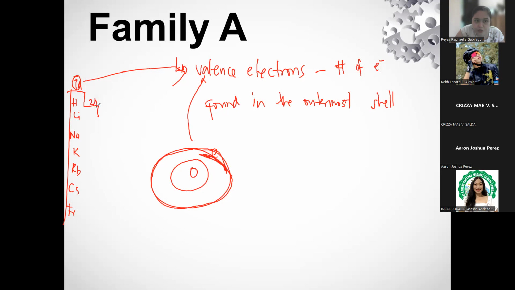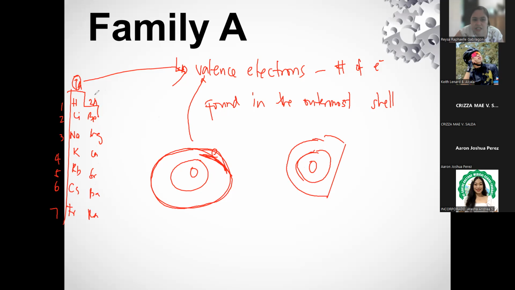That is also true for group 2A: beryllium, magnesium, calcium and the rest. Sila lahat, merong dalawang electrons sa pinakahuling shell nila. So definitely hindi sila magkaparehas ng shell kasi magkaibang period sila, di ba? Example, beryllium sa period 2, meron lang siyang dalawang shells, and sa outermost shell niya, since nasa group 2 siya, meron siyang dalawang electrons.